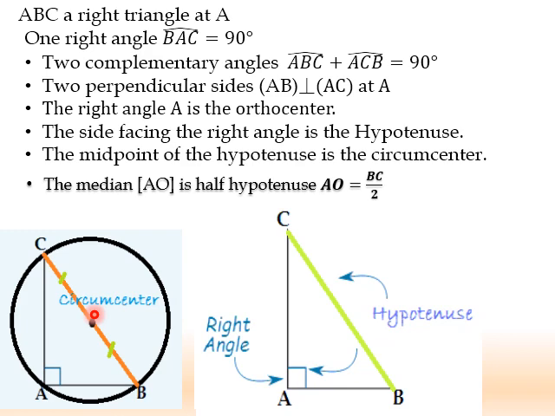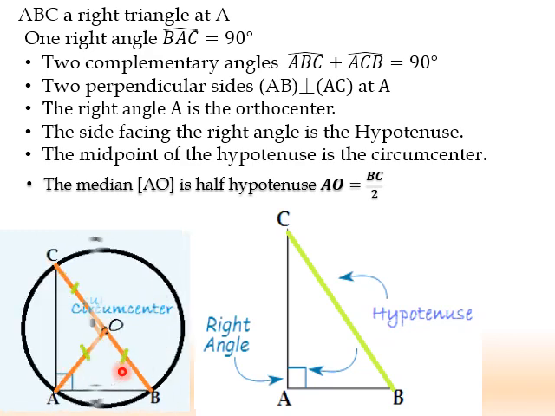circumscribed about the triangle. Now, the median AO is half the hypotenuse. The median is a segment issued from a vertex to the midpoint of the opposite side, and it equals half of the hypotenuse. It's also a property. So here I can say AO equals CO equals OB.